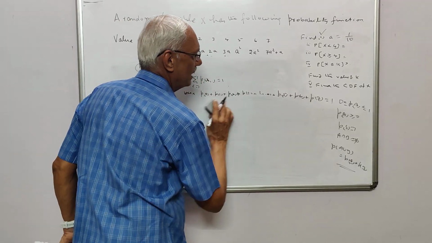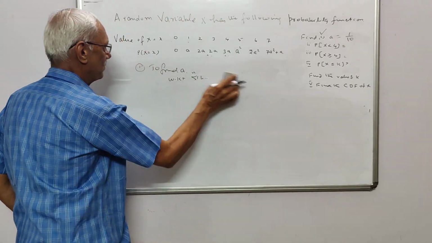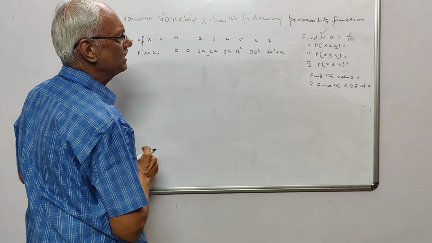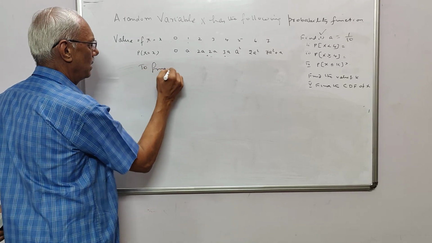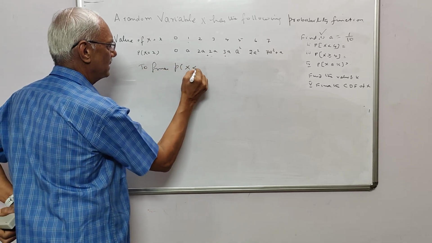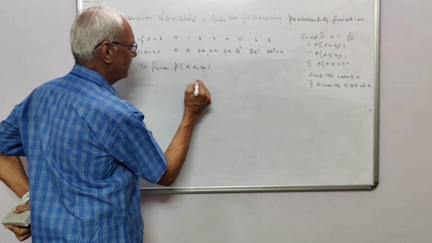Now let me go to the second one. What is your second one now? The second one is to find P of x less than 4. See, x less than 4 means this is nothing but what?